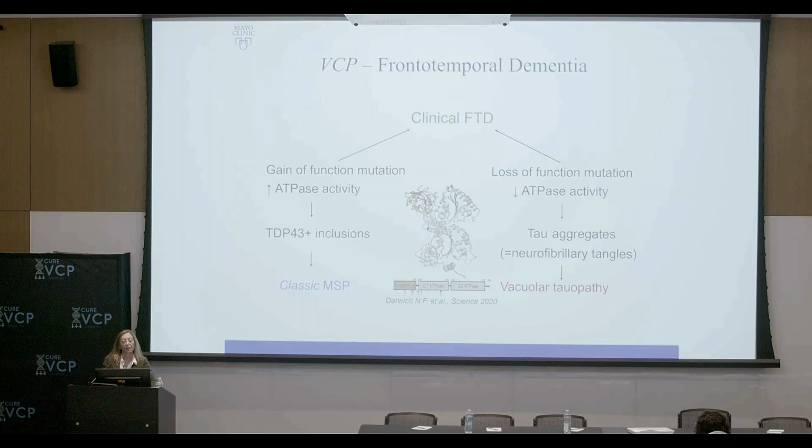So essentially, if we see a patient with VCP and a clinical picture of frontotemporal dementia, we may be in front of two different scenarios. One with increased ATPase activity, a gain of function mutation leading to a TDP43 pathology, and the other with loss of function, decreased ATPase activity, tau aggregates, and leading to vacuolar pathology. But in reality, this is a pathological diagnosis, and clinically it is impossible to differentiate between these forms.